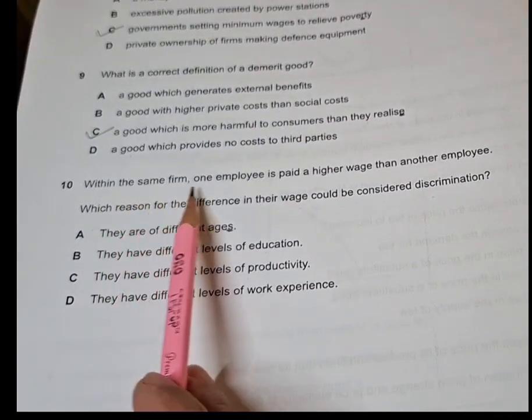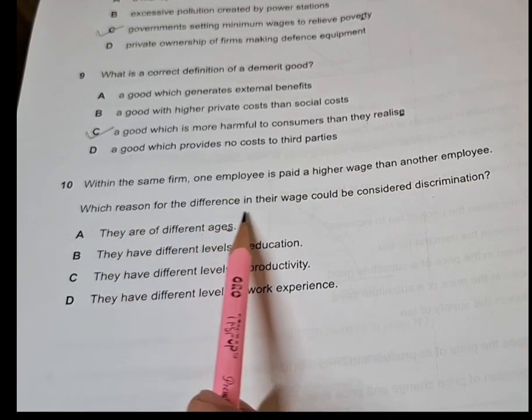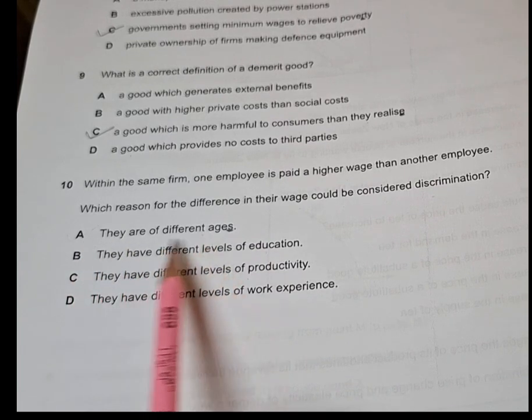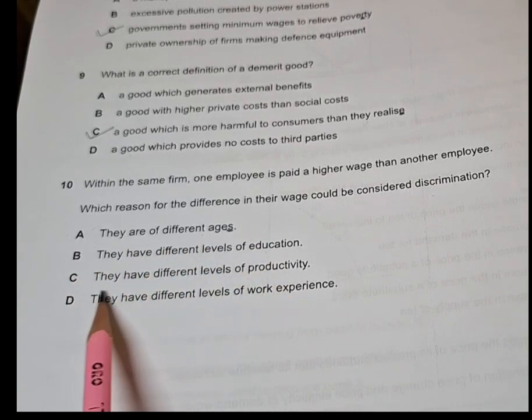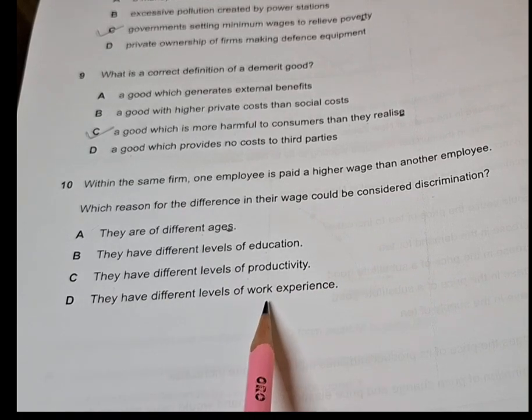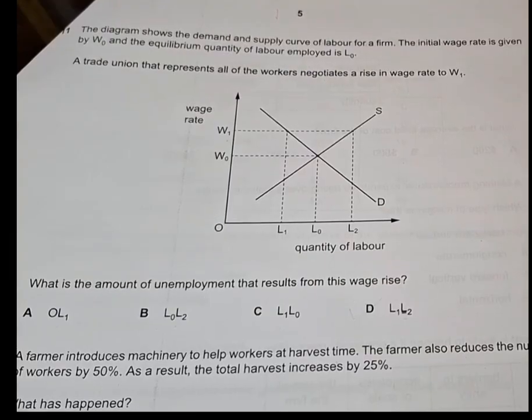10. Within the same firm, one employee is paid a higher wage than another employee. Which reason for the difference in their wage could be considered discrimination? A. They are of different ages. B. They have different levels of education. C. They have different levels of productivity. D. They have different levels of work experience. Correct answer is A. They are of different ages.